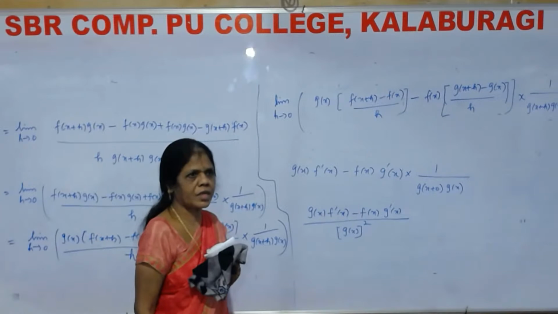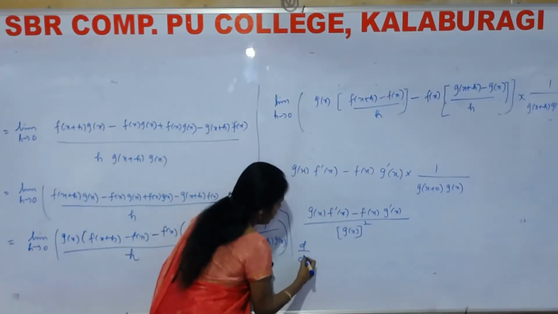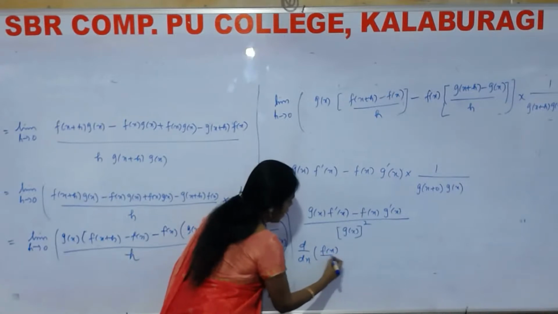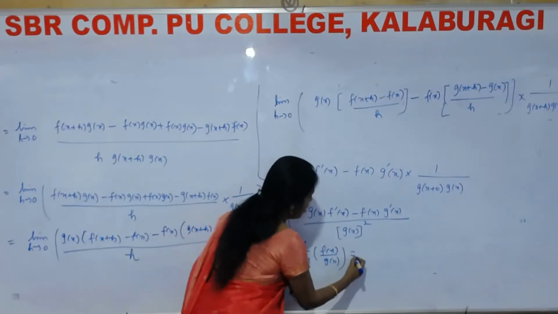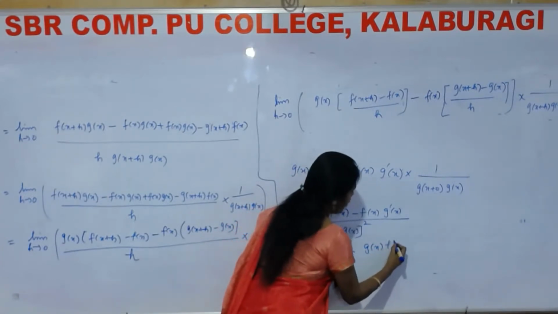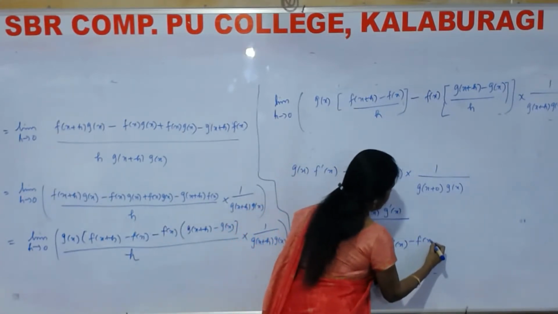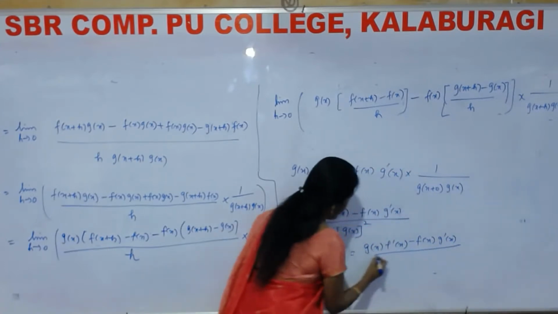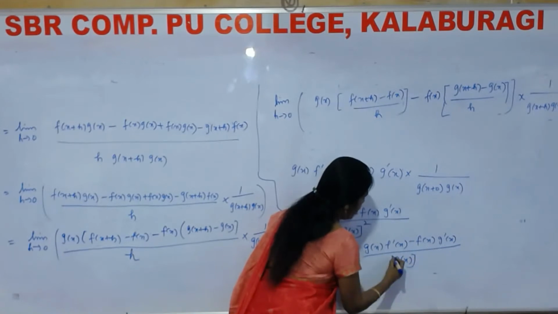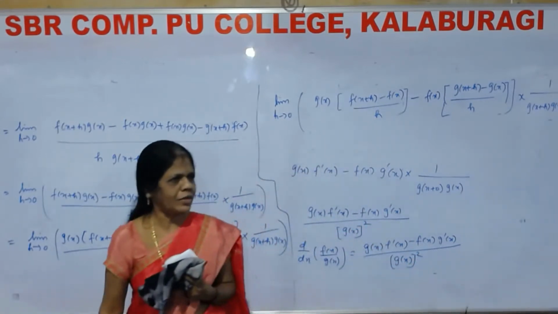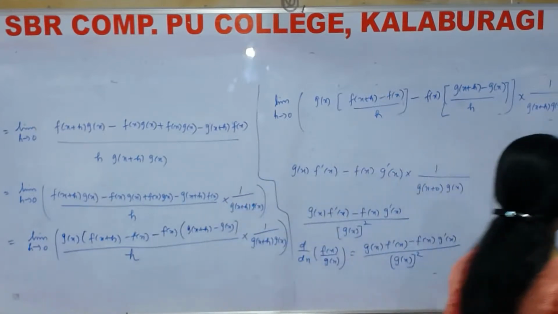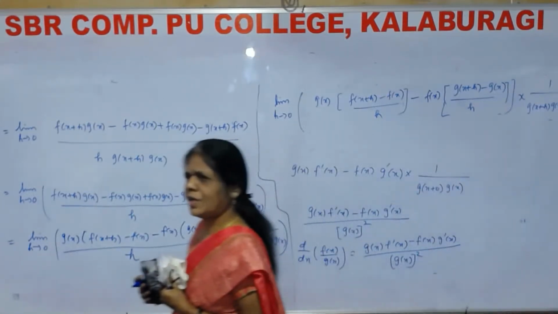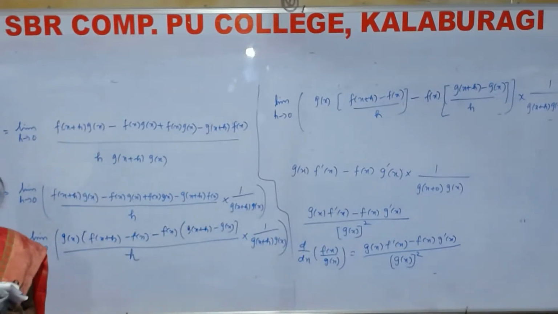Any doubt? So d by dx of f of x by g of x, can you tell me what is the formula? g of x into f dash of x minus f of x into g dash of x, divided by g of x squared. You will start with the first term. Okay. Now I will prove it in another way also. Second method also we'll see. This is the high level proof. Your level proof. Okay.